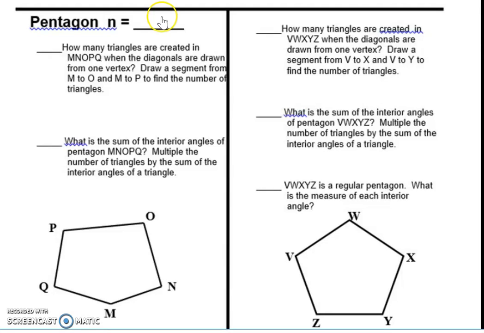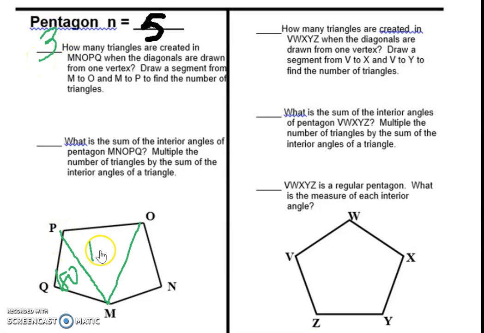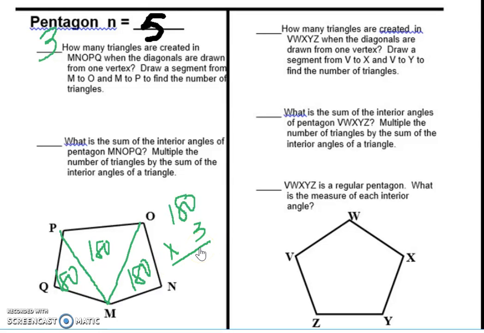Pentagons. I have 5 sides in a pentagon. How many triangles are created? So drawing a segment from M to O and then from M to P, I can create 3 triangles. 180 in each one. So take 180 times 3, and I have 540 degrees in a pentagon.